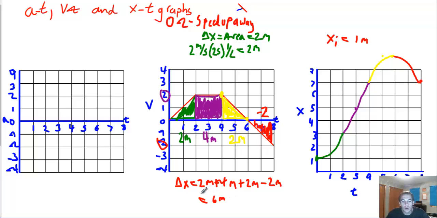Now I said down here that the total displacement was 6 meters. Okay, so let's check it. It went from 1, it ended up at 7. That's a total displacement of 6 meters. So we're good to go there.